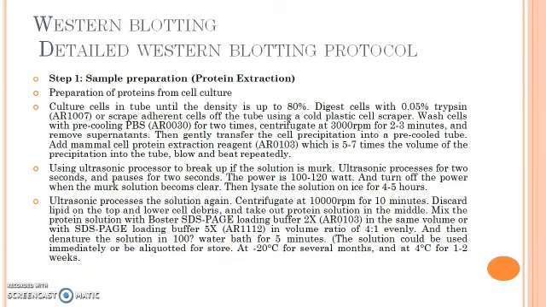Blow and beat repeatedly. Use an ultrasonic processor to break up the cells if the solution is murky: sonicate for 2 seconds and pause for 2 seconds. The power is 100 to 120 watts. Turn off the power when the murky solution becomes clear. Then lactate the solution on ice for 4 to 5 hours. Sonicate the solution again. Centrifuge at 10,000 rpm for 10 minutes. Discard the liquid on top and the lower cell debris, and take out the protein solution in the middle.